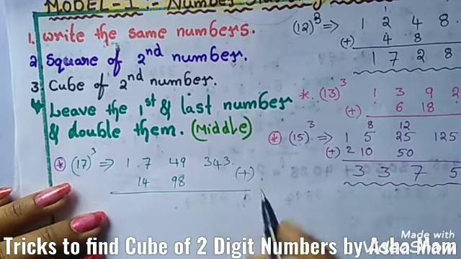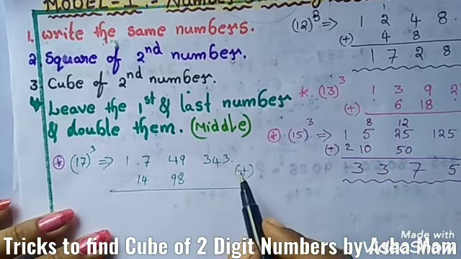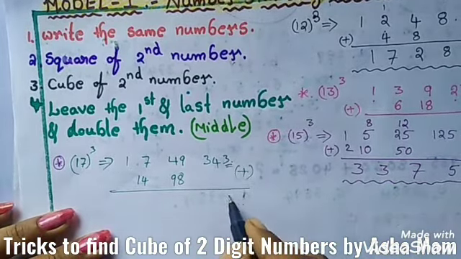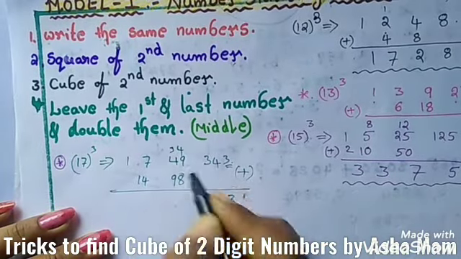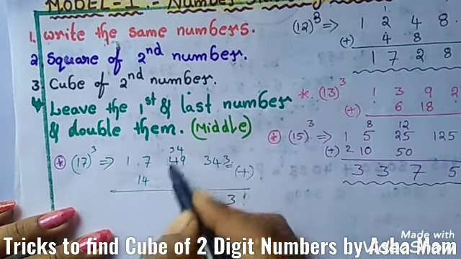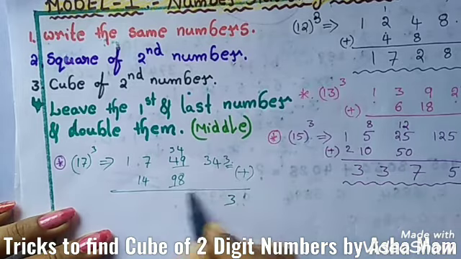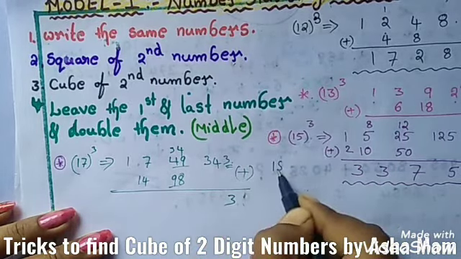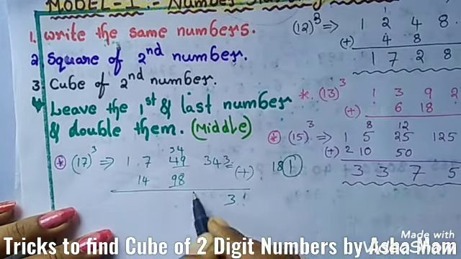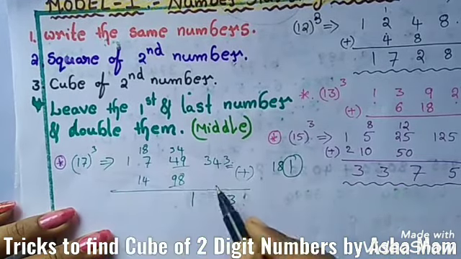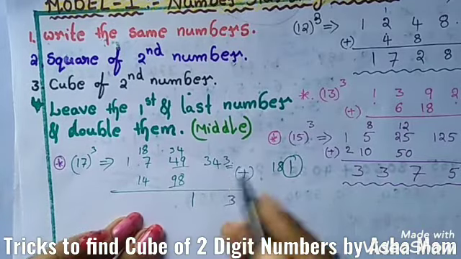Now you have to add these numbers. 343 means you have to take this unit digit. So 3. Here is 34. This 34 plus 49 plus 98, it should be 181. So in this 181, you have to write this 1 only, and this 18 should be carried forward.